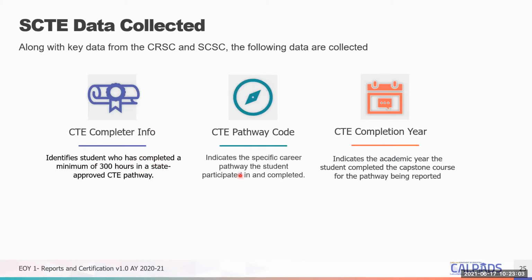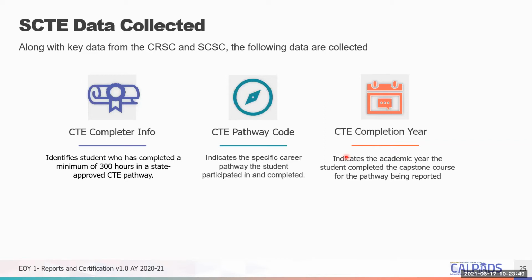Now, part of the CTE data is the CTE pathway code. Again, this is the industry code that the student is participating in through a pathway. Based on that CTE pathway code, there are predetermined state courses as an intro or concentrator course and capstone course. These are then validated against the CRSC. And then you have your CTE completion year, which is important because the year should be this year. You're telling us that your student has completed the capstone course this year and essentially completed the CTE pathway.